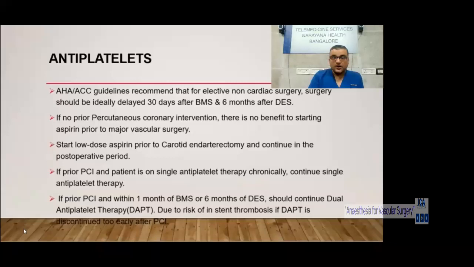If there is a prior PCI and the patient is on a single antiplatelet therapy chronically, continue the single antiplatelet therapy. If prior PCI and within 1 month of bare metal stent or 6 months of drug eluting stent, continue the dual antiplatelet therapy, because there is a due risk of in-stent thrombosis if the dual antiplatelet therapy is discontinued too early after the percutaneous coronary intervention.